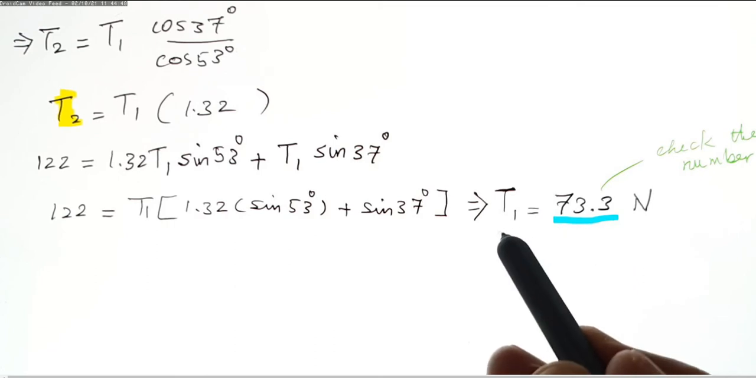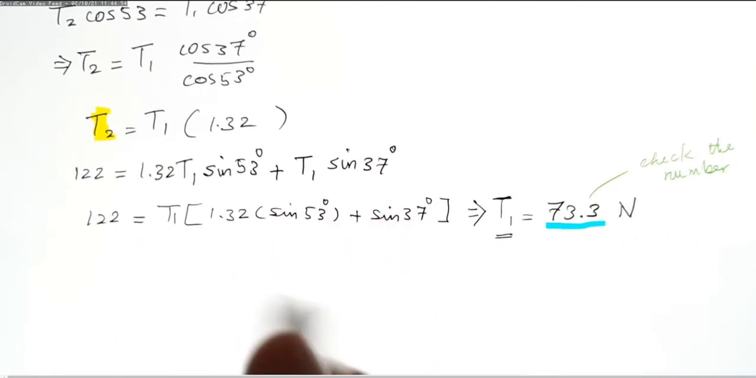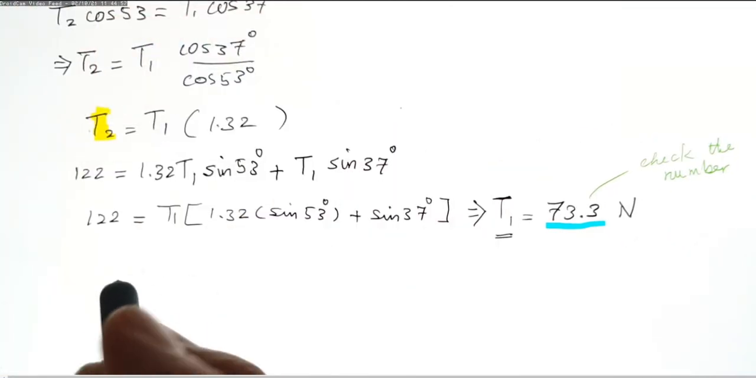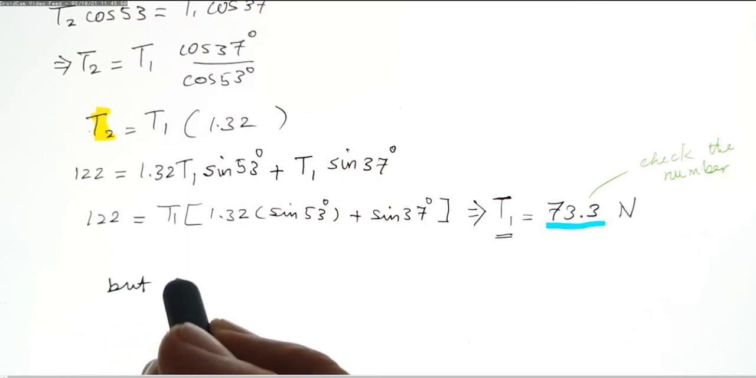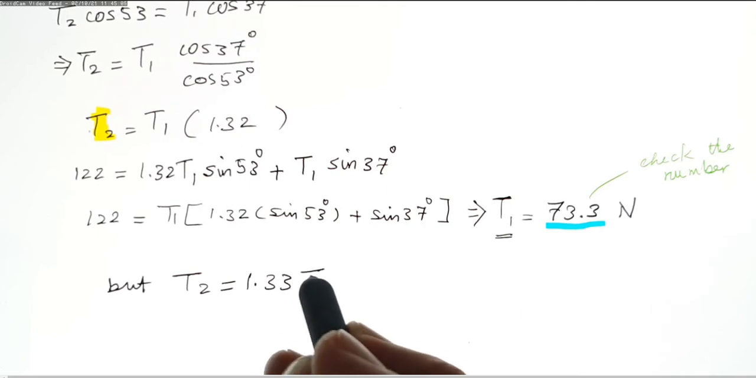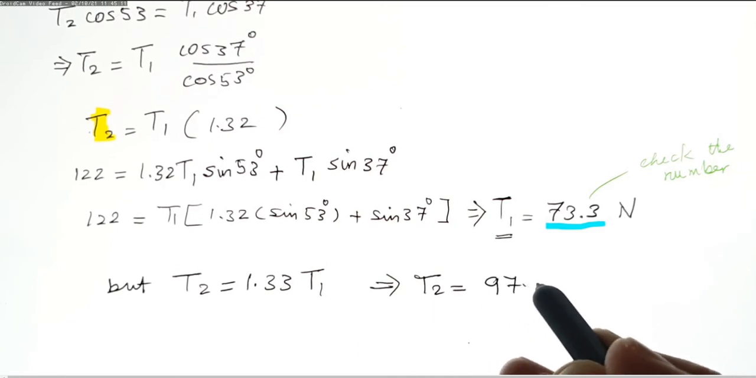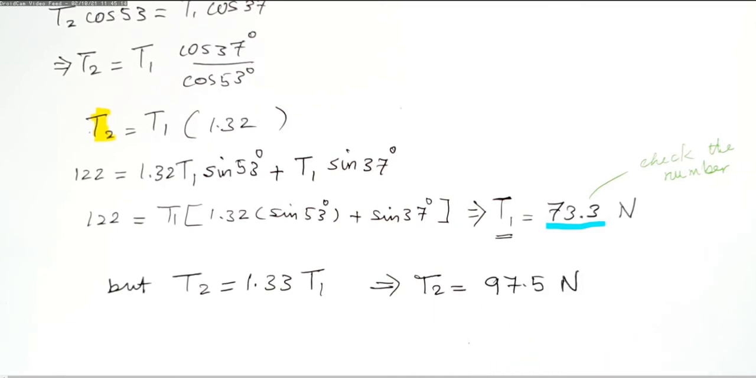Now I have T1, and I also have T2 from the previous equation. T2 is equal to 1.33 T1, so that means T2 is equal to 97.5 Newton. If a student, for example, solved and found T2 first and then T1, that is correct, no problem.